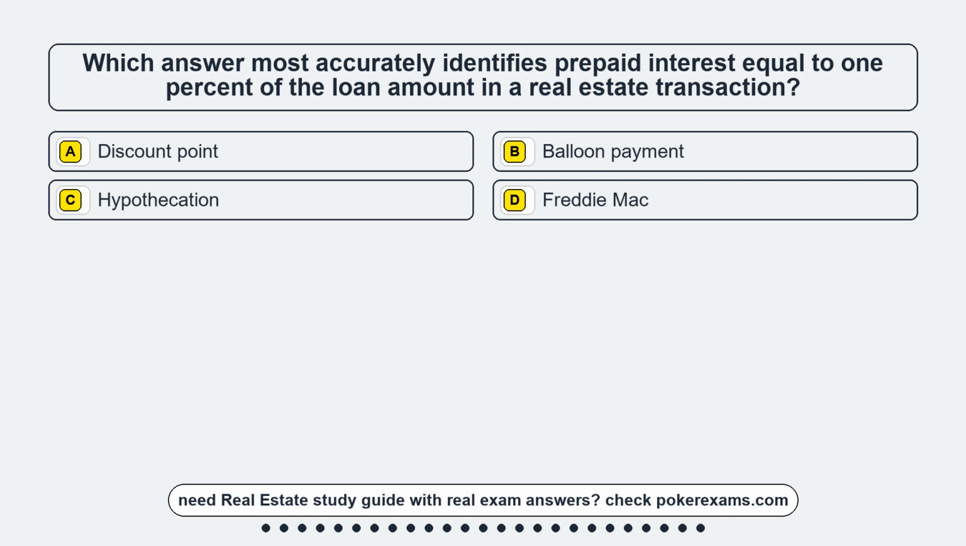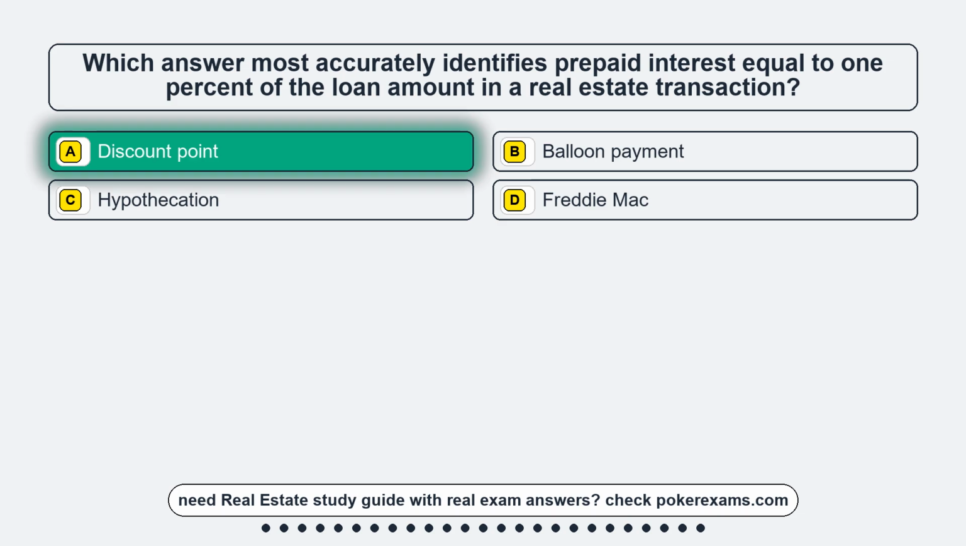Question 1. Which answer most accurately identifies prepaid interest equal to 1% of the loan amount in a real estate transaction? Option A, discount point. Option B, balloon payment. Option C, hypothecation. Option D, Freddie Mac. The correct answer is option A, discount point.